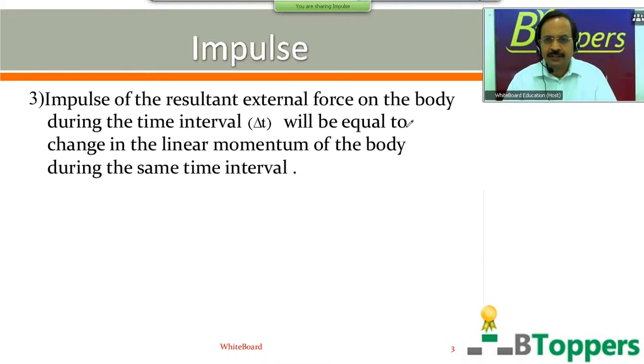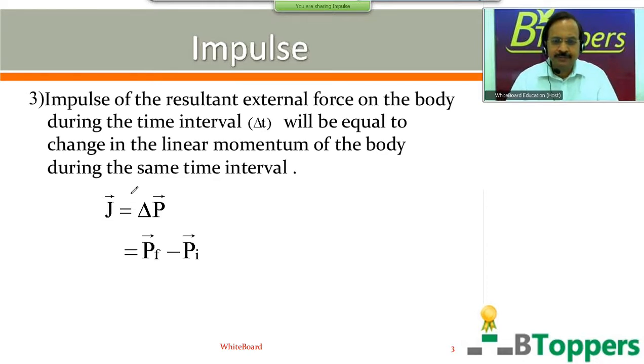Impulse of the resultant external force on the body during the time interval delta t will be equal to the change in the linear momentum of the body during the same time interval. So mathematically you can write J bar equals delta p bar. Delta p bar you can write as pf bar minus pi bar. Come on, those who are writing the notes, copy down.